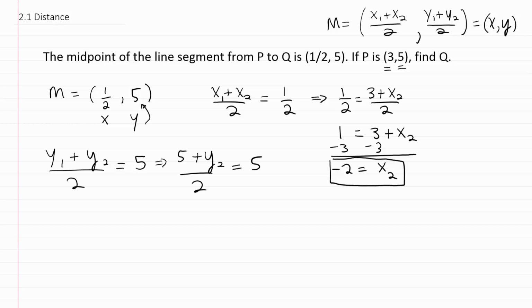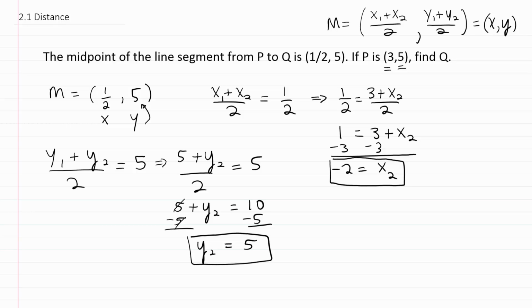And if I multiply both sides by 2, I end up having 5 + y2 is equal to 10. And then from here, I just solve for y2 by subtracting 5 from both sides. And when I'm done, I end up with the answer, y2 is equal to 5. So we have the x and y components of the second point, Q. So that means that the point Q is equal to (-2, 5).